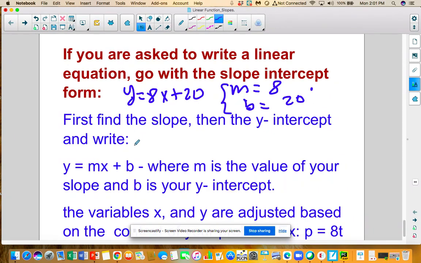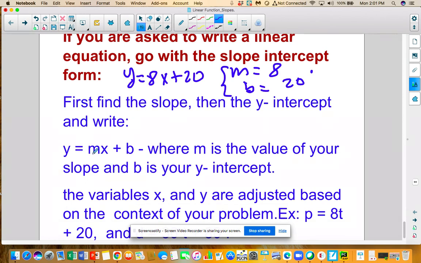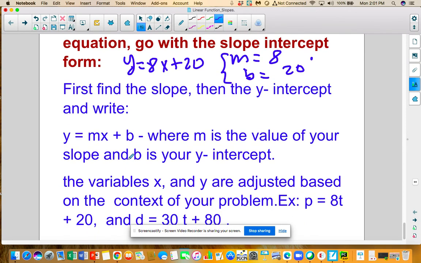That's why it's so important that you are able to identify the slope and the y-intercept. If they ask you to write an equation of the line, go for the y-intercept. If they give you an option to choose what you want, the y-intercept is the easiest way. Now, when we talk about the variables x and y, just understand that depending on the context of the problem, we can use other variables.